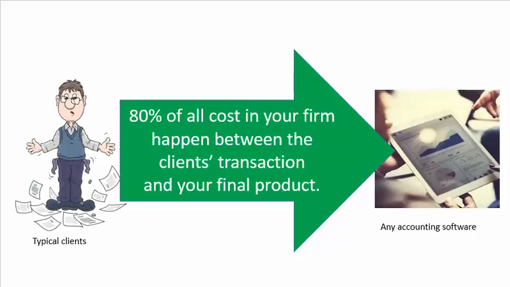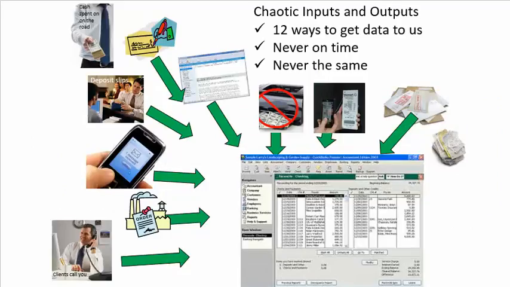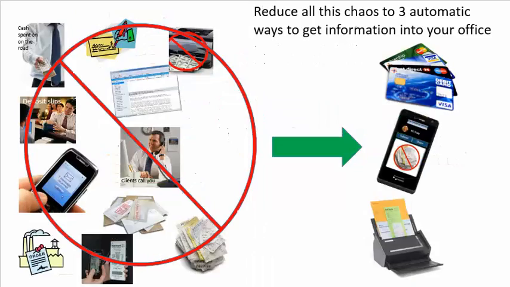80% of all your costs happen between the time a client writes a check or buys something or sells something, makes a deposit, and the time you can actually deliver actionable information on an accounting report. If we could simplify all the ways that this client gets data to us and make a standard process so they don't change up things that they're doing over the year, our cost would drop dramatically.